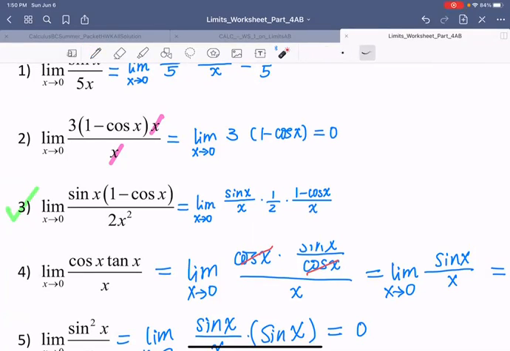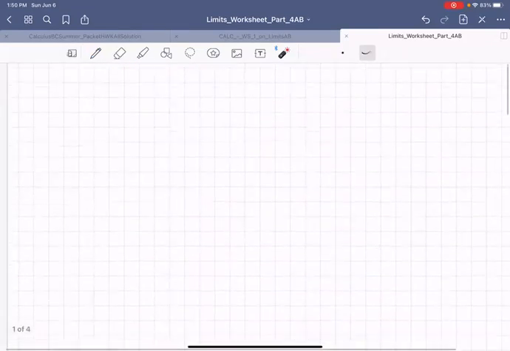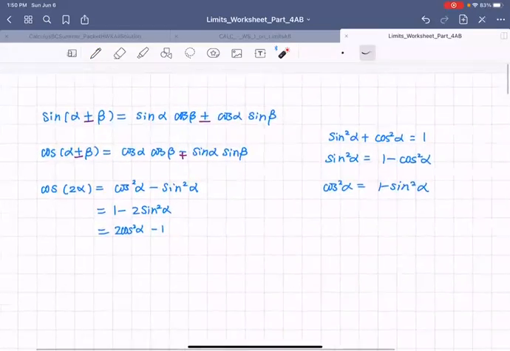Now, x goes to 0. This guy goes to 1, right? This guy goes to 1/2. This guy goes to 0. This guy goes to 1 minus 1, 0. So we got stuck here, yes? We got stuck here. But we learned something about the triangle summation or double angle formula in PreCal.